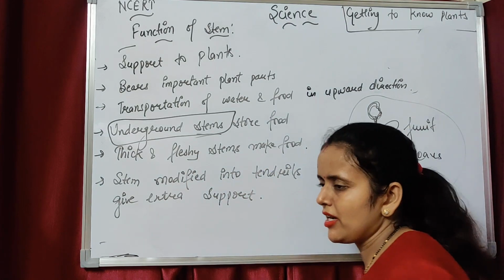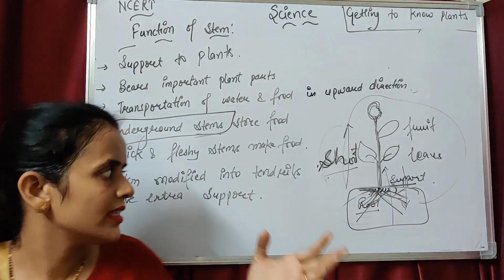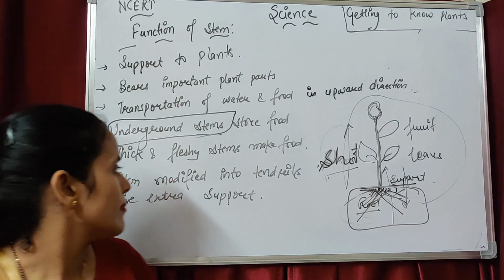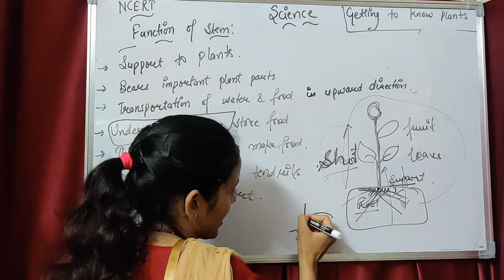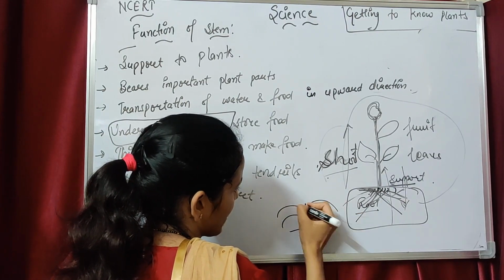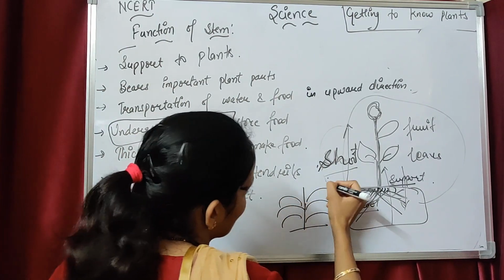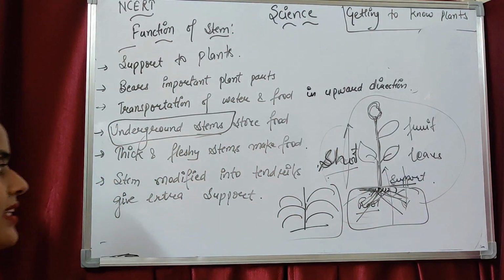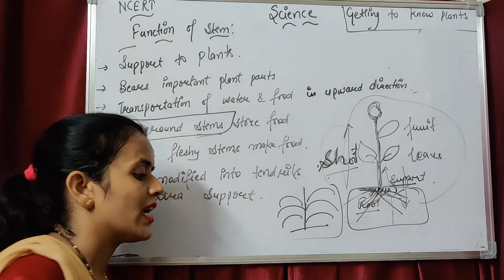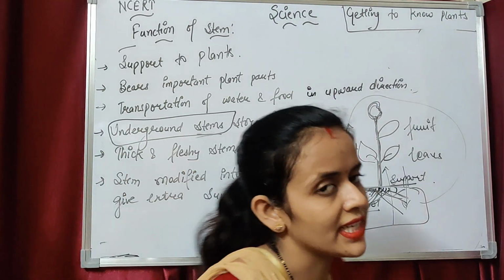The thick and fleshy stem will make food. And the next is stem modified into tendrils. Like this is the stem. There are some tendrils in some plants. There are some tendrils like this. So this tendril will give extra support to the plant. This tendril will give extra support to the plants, and that's why the plant will stand in its erect position.